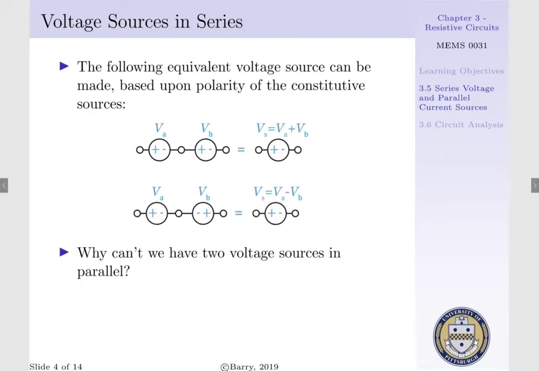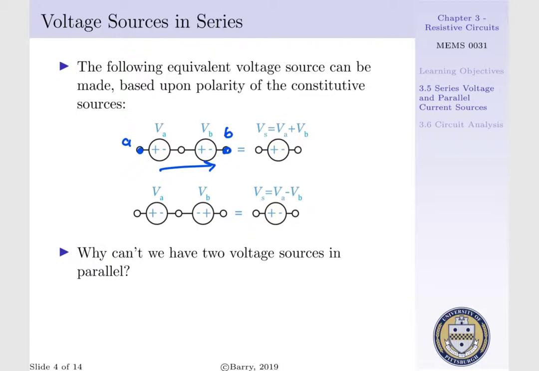Therefore, we can construct the following equivalent voltage sources based upon the polarity of our constitutive sources. Based upon the previous example, we are at terminal A and went to terminal B where we had two ideal voltage sources. Recalling when we did our KVL equation, we progressed from A to B. That is, Vs would be equal to VA plus VB.